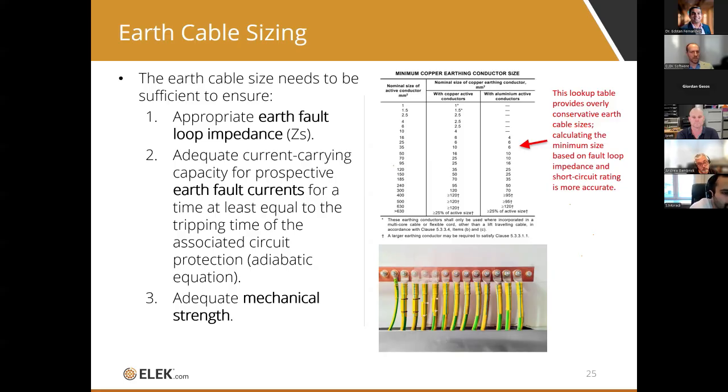The best way to size an earth cable is to actually calculate it. So to calculate an earth cable size, you need to consider earth fault loop impedance, and you need to consider the short circuit or the earth fault currents. And you also need to consider it can't be so small that it's not mechanically strong enough. So in almost all practical cases, when you calculate an earth cable size, it's almost always smaller than these simple lookup tables.